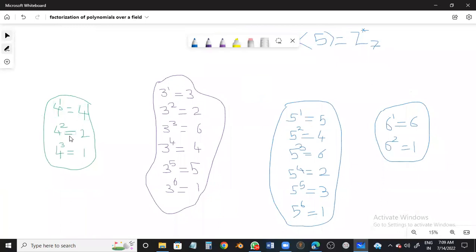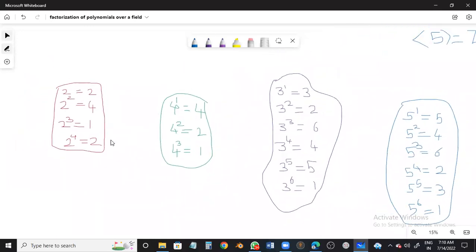4 raised to 1 is 4. 4 square means 16 divided by 7. We are in Z7, don't forget. So the remainder will be 2. Is it 4 square equal to 2? Then 4 cube means 4 twos are 8 divided by 7. Remainder is 1. So once you get the unity element 1, again the same cycle will repeat. 4 raised to 4 will be 4, 4 raised to 5 will be 2 and so on. So we are not getting our whole set back. I suppose you are following. So 4 cannot be generator.